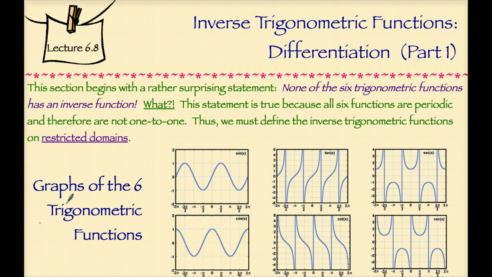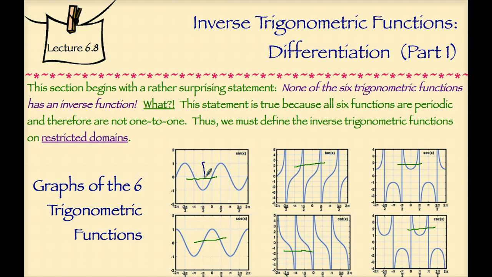Here's what we mean. Notice we have the graphs of the 6 trigonometric functions here. For each of these to have inverses, they would need to pass the horizontal line test. But you can see they clearly do not pass the horizontal line test. None of them, which means they're not one-to-one functions, therefore cannot have an inverse. However, if we took just a section of the graph, we might be able to create an inverse.